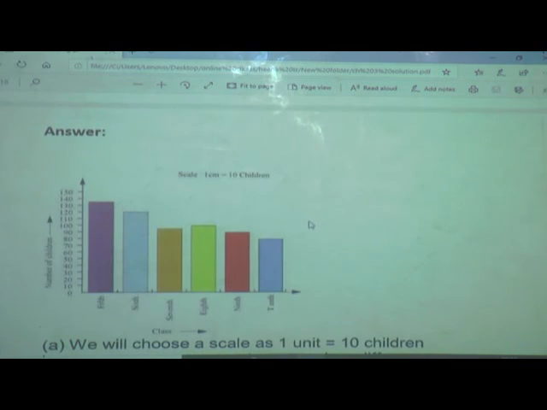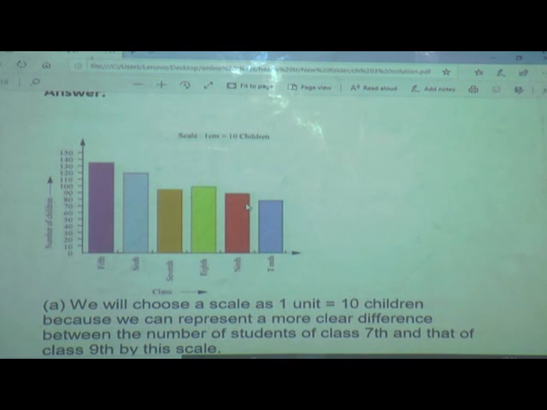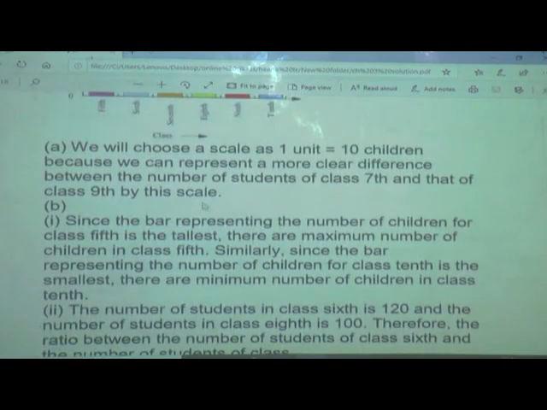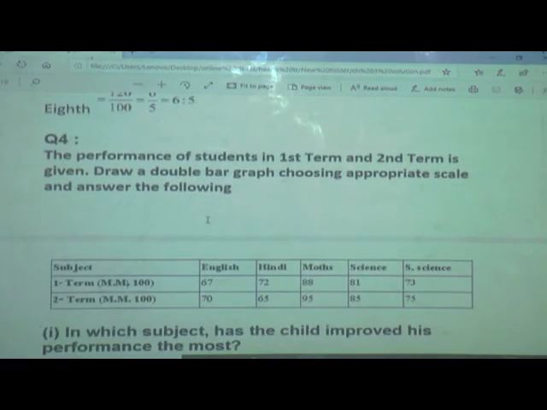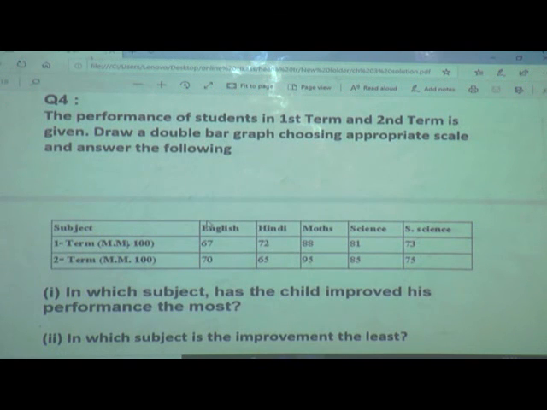What we had done, we had first plotted the graph on graph paper, then by seeing the bars of this graph, we can find out the answers to the given questions. Now one more example we will see.